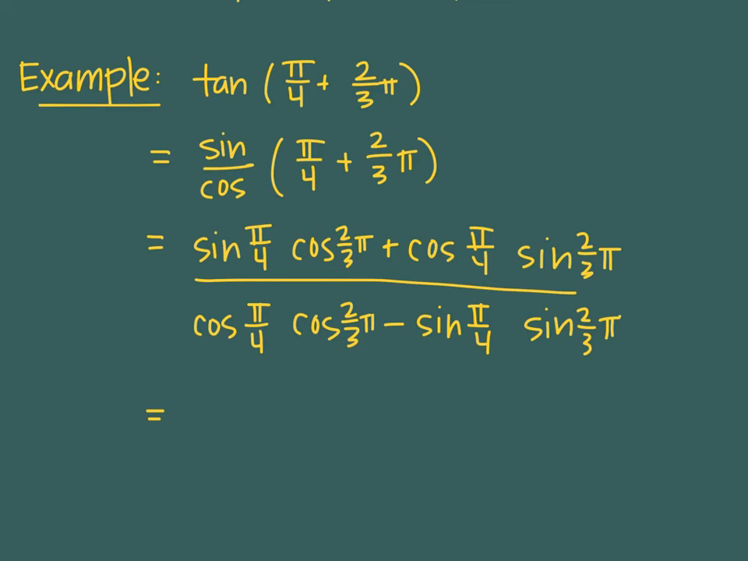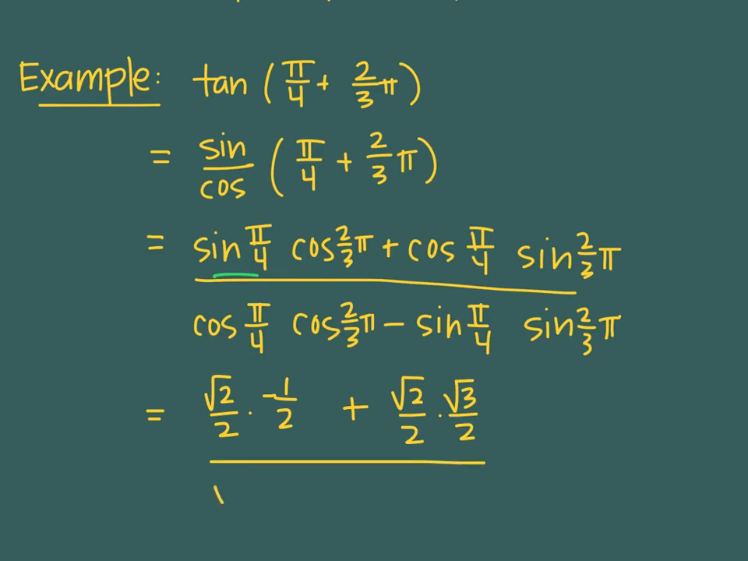So we'll just do them in order, taking it one at a time. Sine pi fourths, that's square root 2 over 2. Cos 2/3, that's negative 1/2. Plus cos pi fourths, square root 2 over 2. Sine 2/3, square root 3 over 2. Okay, there's the first 4. And the second 4 on the bottom: square root 2 over 2 and negative 1/2, minus square root 2 over 2 and square root 3 over 2.